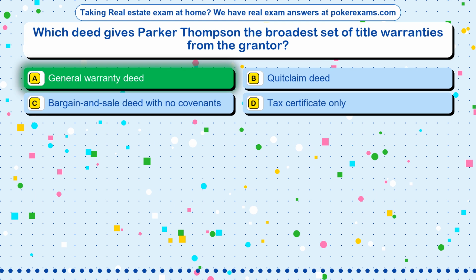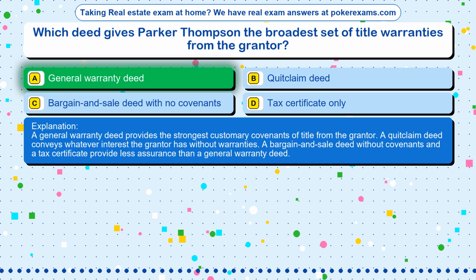The correct answer is option A, General Warranty Deed. A general warranty deed provides the strongest customary covenants of title from the grantor. A quitclaim deed conveys whatever interest the grantor has without warranties. A bargain and sale deed without covenants and a tax certificate provide less assurance than a general warranty deed.